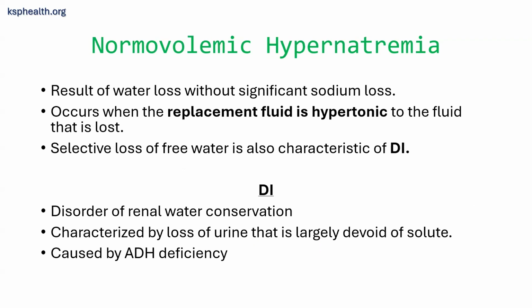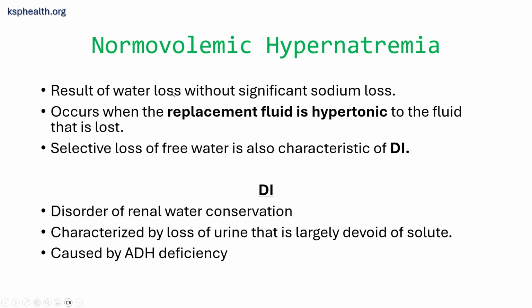Normovolemic hypernatremia results from water loss without significant sodium loss. It occurs because the replacement fluid is hypertonic to the fluid that is lost. For example, if you're replacing nasogastric drainage with normal saline, then they will end up getting into normovolemic hyponatremia. So you have to monitor those patients.